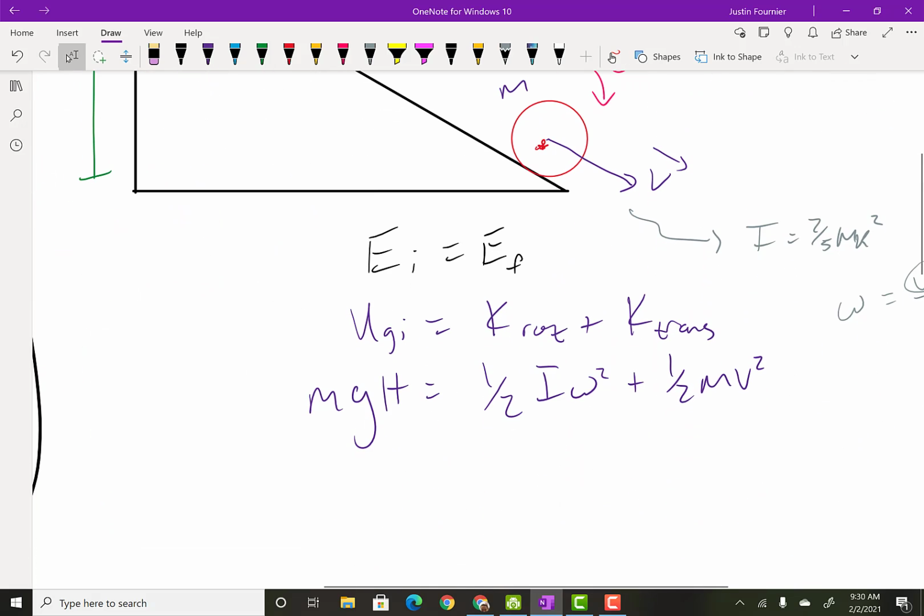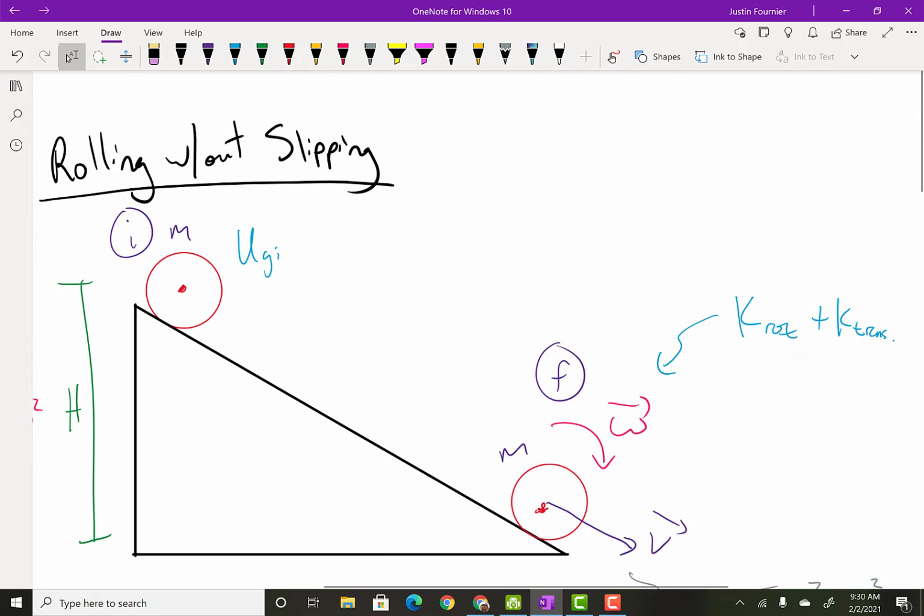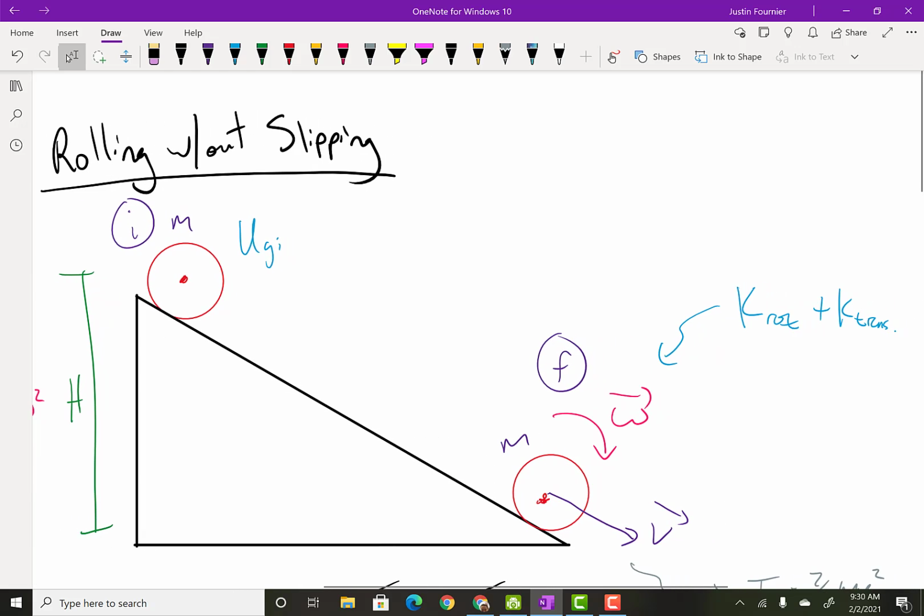Alright, set this up. I want to just finish this off. It's a problem that I didn't finish solving, so it's bugging me. Here's rolling without slipping. I'm going to solve it using energy. So again, we've got a ball with mass M and a potential energy U_g, and that all gets converted into rotational kinetic energy and translational kinetic energy.